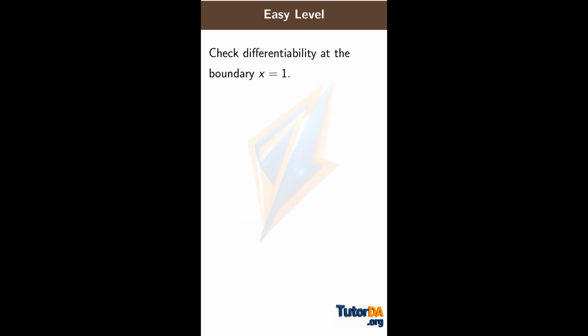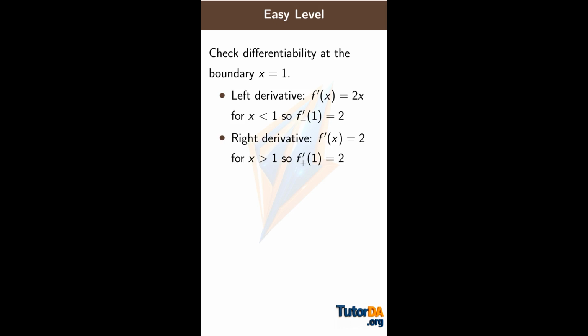Check differentiability at the boundary x equals 1. Left derivative: f of x equals x squared for x less than 1, so f'(x) equals 2x, and f minus prime of 1 equals 2. Right derivative: f of x equals 2x minus 1 for x greater than 1, so f'(x) equals 2, and f plus prime of 1 equals 2. Since the left and right derivatives are equal, f is differentiable at x equals 1.